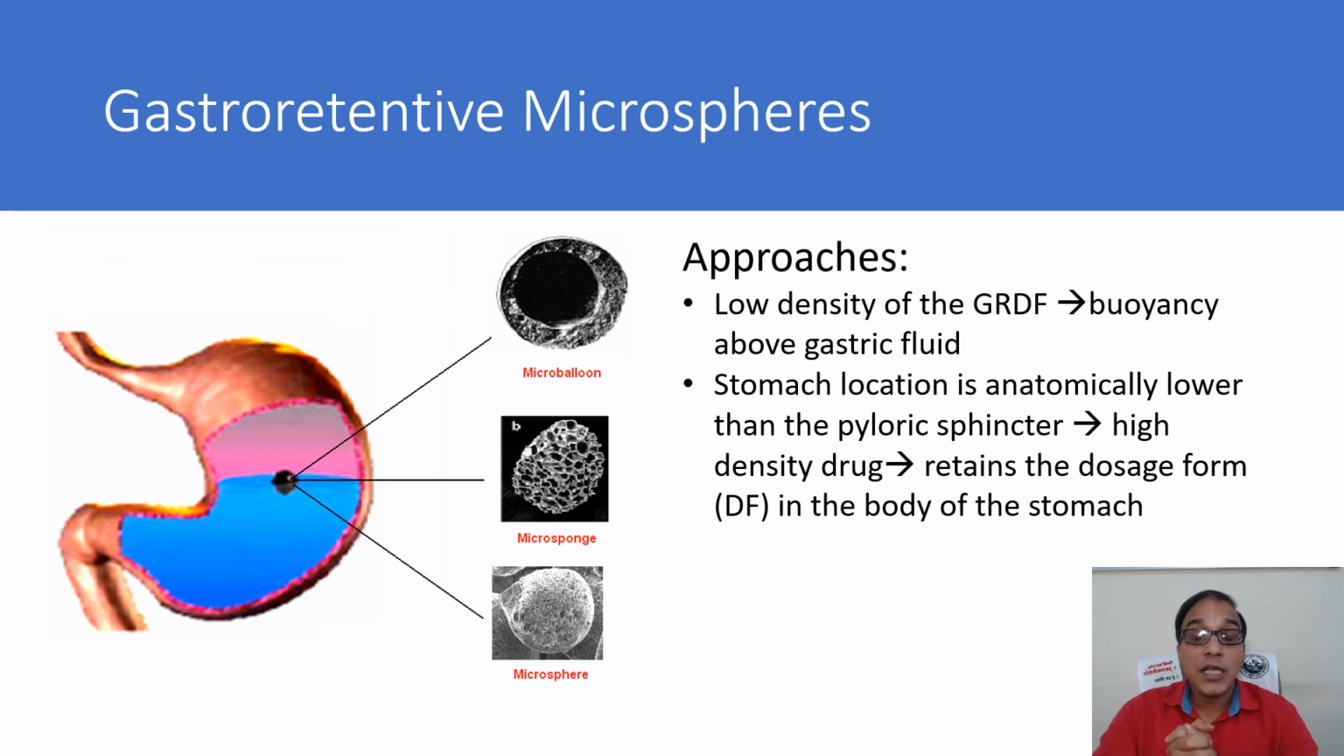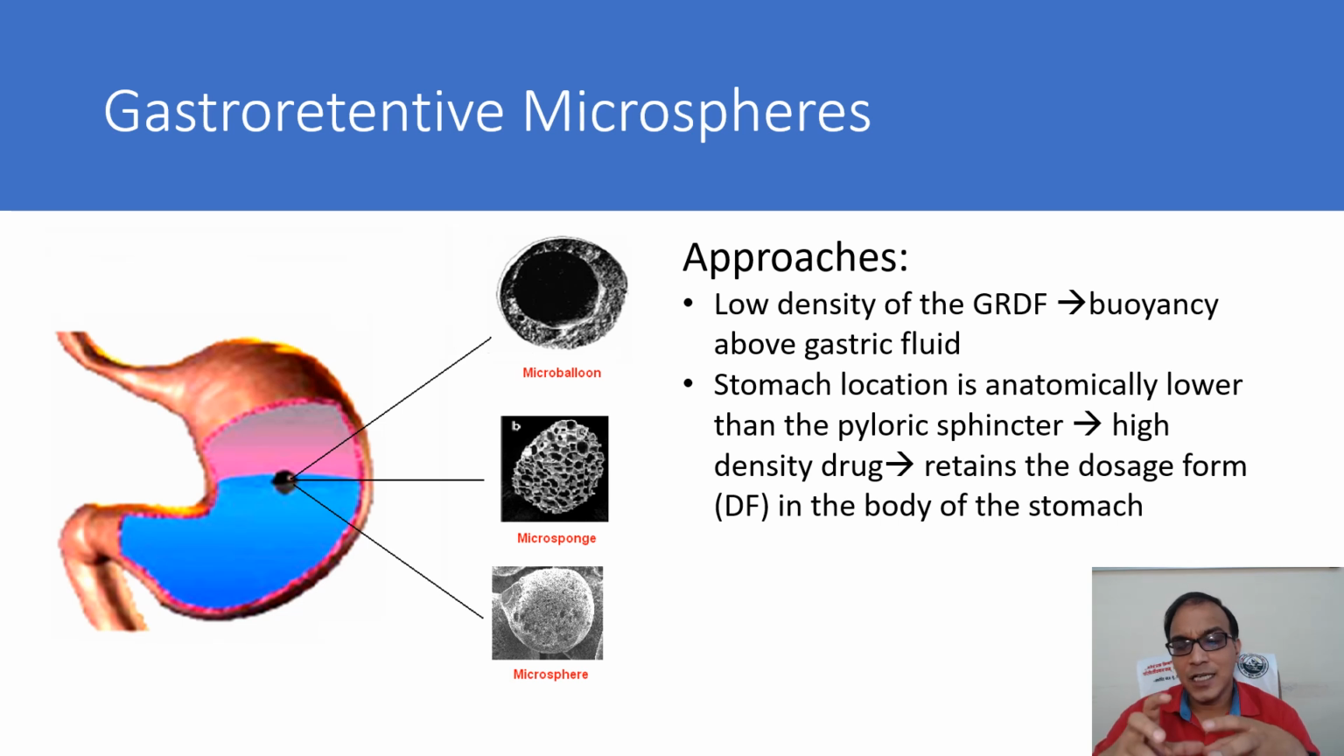Now in the gastroretentive microspheres, the low density of the gastroretentive dosage forms creates buoyancy above the gastric fluid. They float because they have low density, just like micro balloons or micro sponges. Okay, they just float. Stomach location is anatomically lower than the pyloric sphincter.